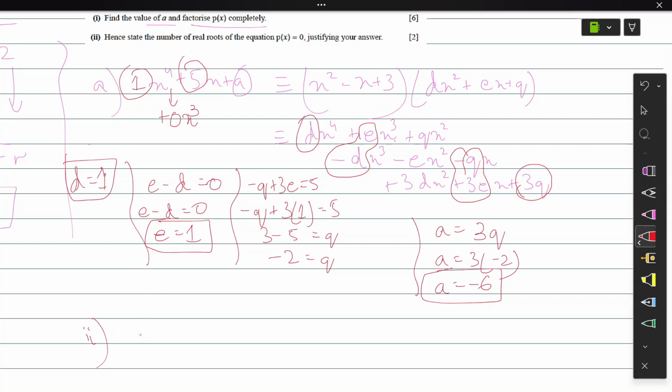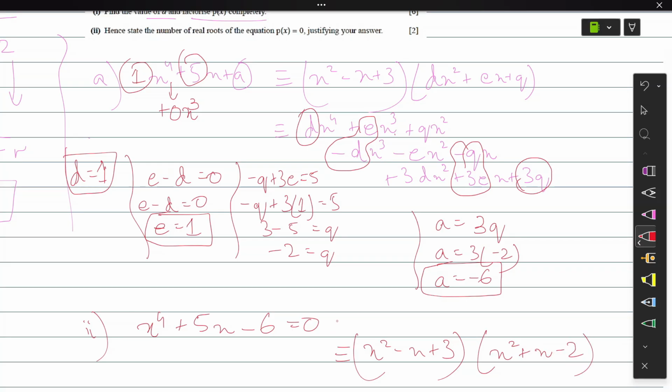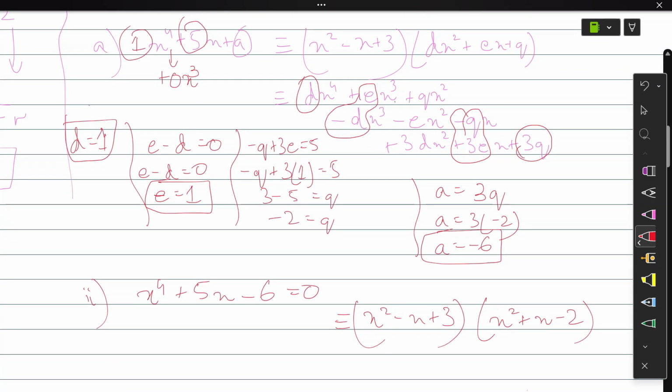Okay. So first, let's just get your equation, which is x^4 plus 5x plus a. What is a? a is minus 6. So x^4 plus 5x minus 6 equals 0. This was your p of x. Equate that to 0. Now we need to suggest how many real roots we have. In the previous part, we figured out that we multiply x squared minus x plus 3, and since d is equal to 1, x squared, e is equal to 1 as well, so plus x, and q is equal to minus 2, so minus 2. If we multiply these two, what do we get?